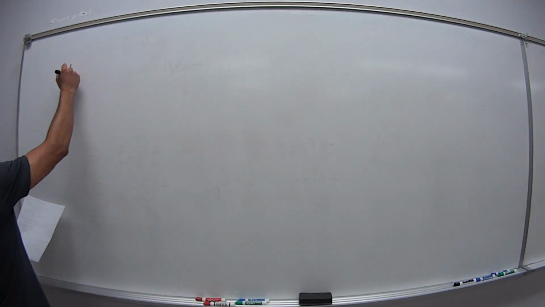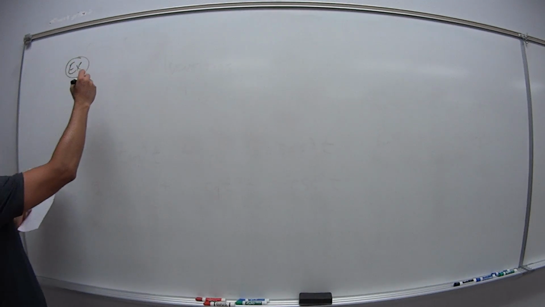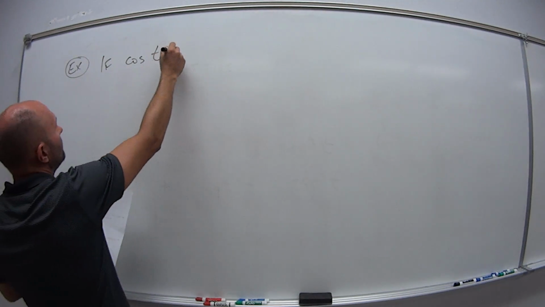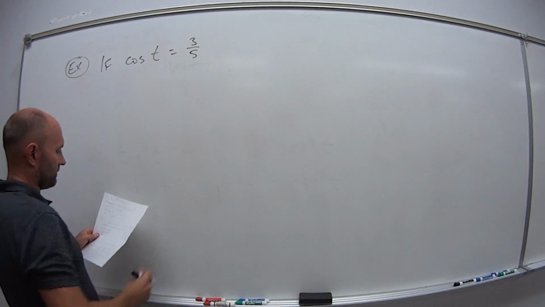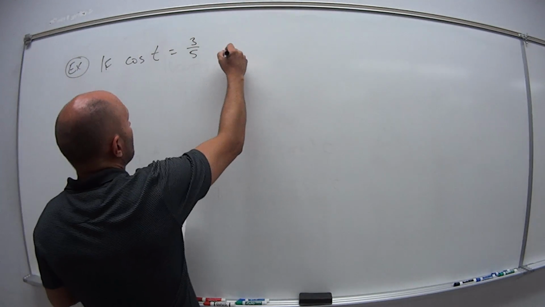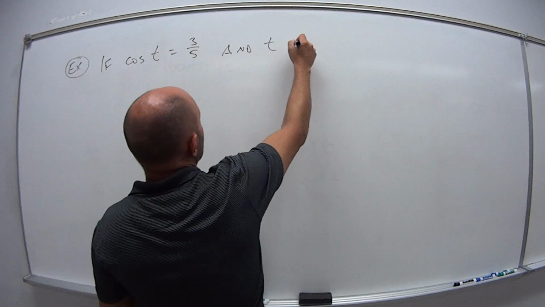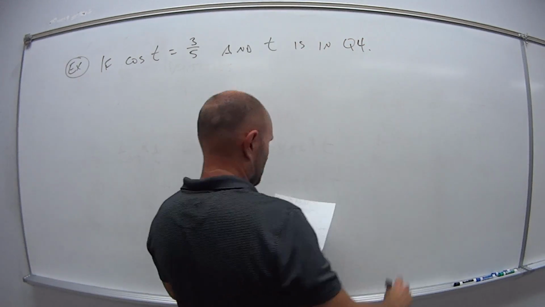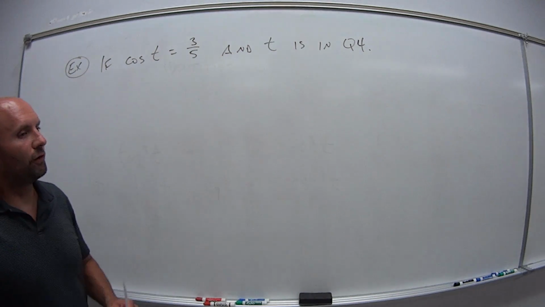All right, let's say we have the following example. If we are given that cosine of t is equal to 3/5 and t is in quadrant 4. I'm going to pause there for a second.